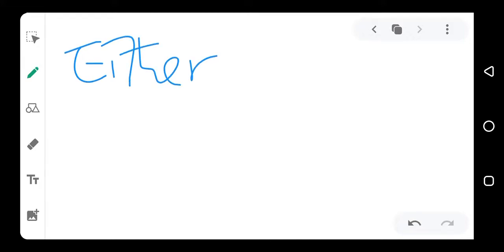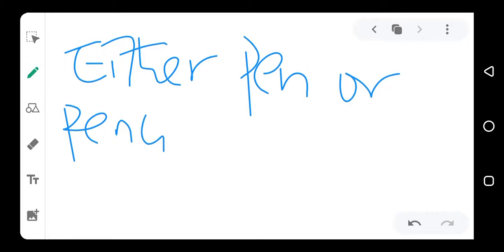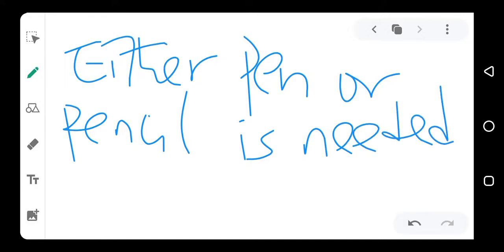Example: either pen or pencil. Either pen or pencil is needed. The two subjects, pen and pencil, are connected with either-or. So the verb that is needed must be a singular verb, which is "is".